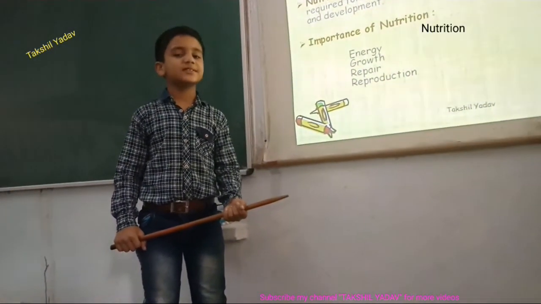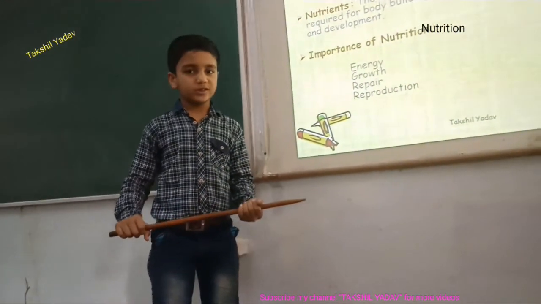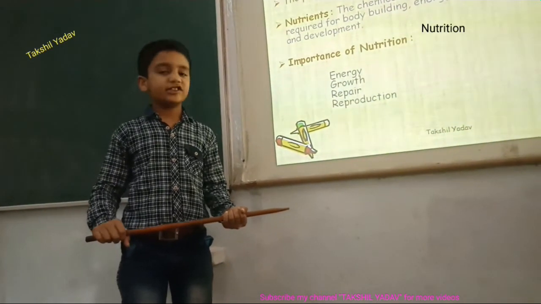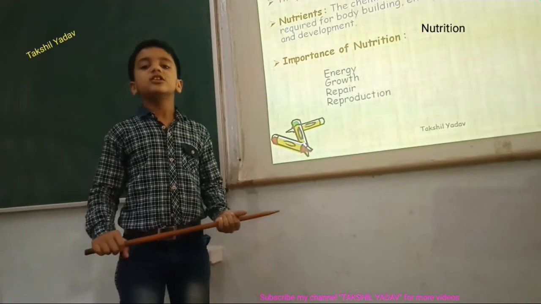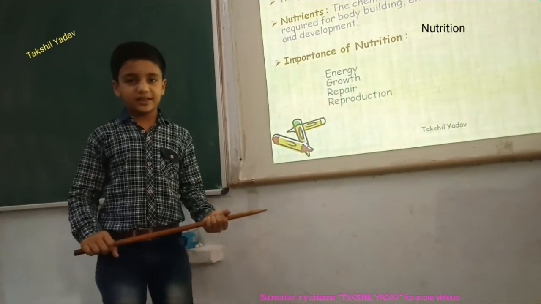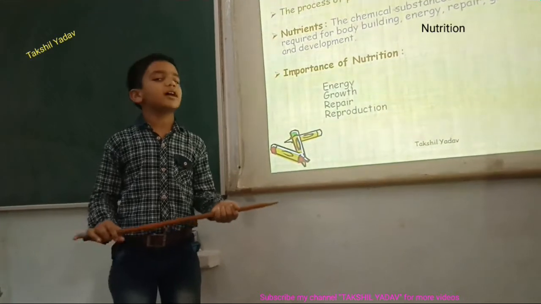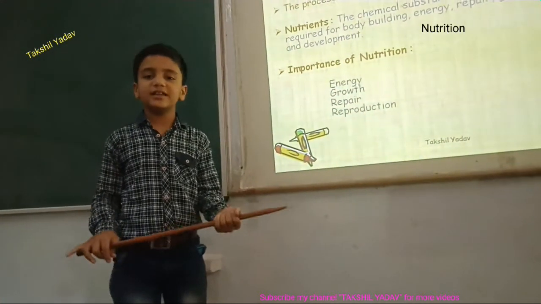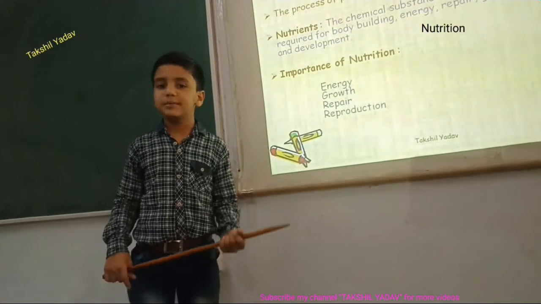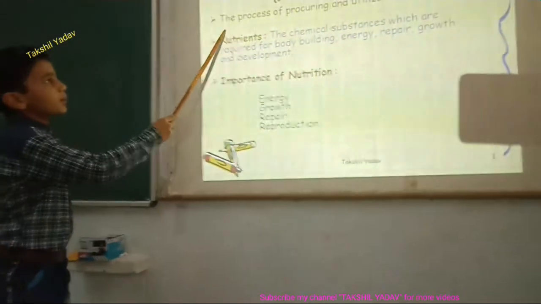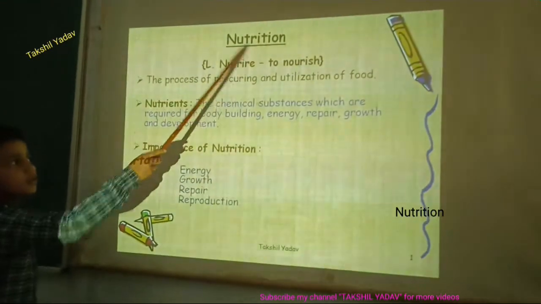All the living organisms, despite their great variety, need to perform various life processes. They need to eat, digest their food, reproduce young ones of their own kind, excrete the waste products of their body, etc. For these life processes, the organisms require energy and material. They get this energy and material from the food they eat, and the food provides them nutrition. So we can say the process of procuring and utilization of food is called nutrition.